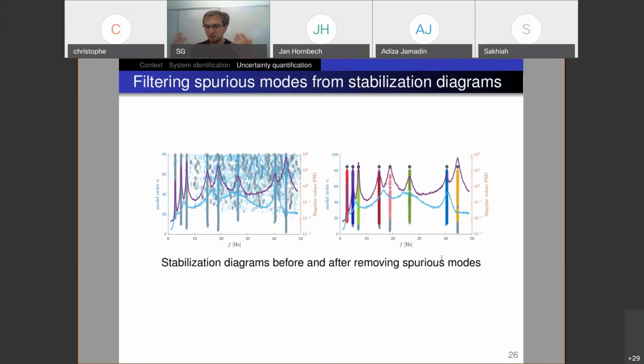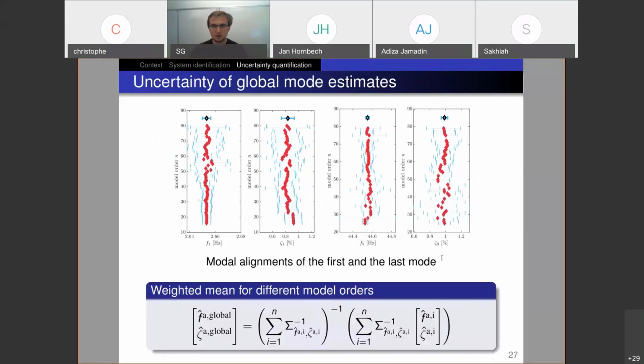And of course, there are many ways to achieve it. Here we know that all of the estimates inside are valid estimates of model parameters, and we somehow need to merge them together in order to give some representative value of the group. And that is done with the uncertainty of global modes. So here we can see those modal alignments in zoom for the first natural frequency and damping ratio, and for the last frequency and damping ratio.